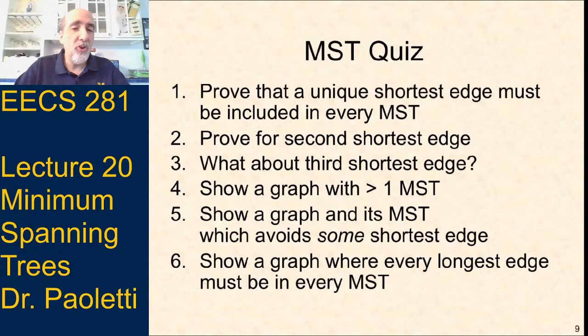Next, show a graph, just draw a graph that has more than one MST. And what that means is that they have the same cost, but we pick different edges. So in that one, for number 4, there would have to be some edges that have a duplicate cost, that have the same cost, in order for us to have more than one MST. Same cost, different edges. So think about drawing one of those. Show a graph and its MST which avoids some shortest edge. Hint, there better be duplicate edge lengths there. And then the last one is show a graph where every longest edge must be in every MST.